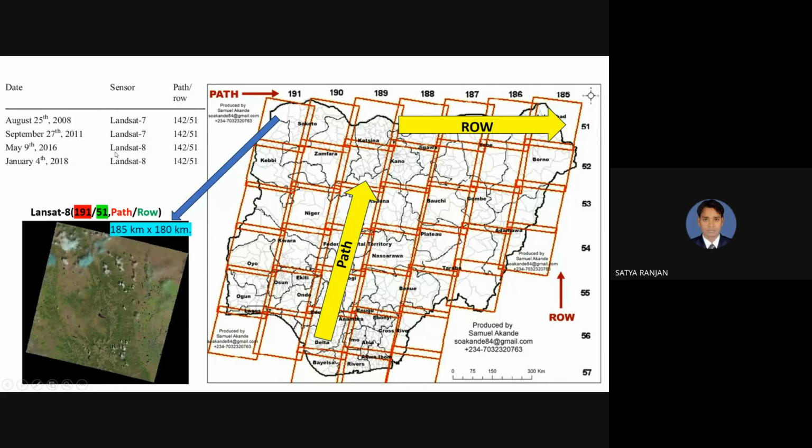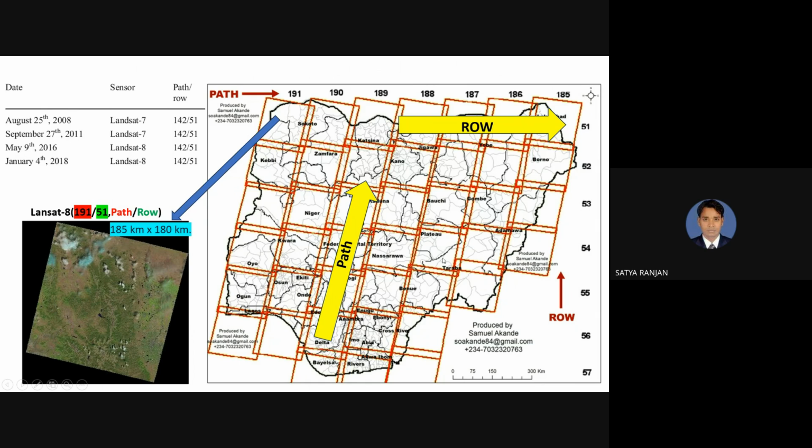All the satellite data have some metadata information, like the date of the acquisition of the satellite image, then path, row, and resolution of the satellite. All this information is included during our download. A lot of information is also there. So these are called metadata. Data about data, or information about the data, is called metadata.